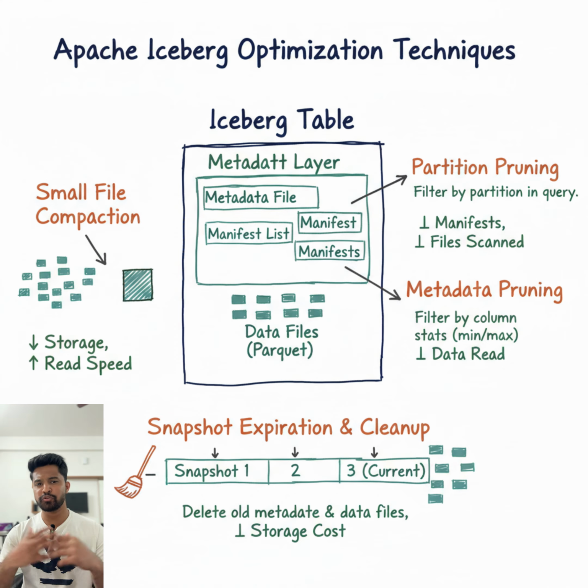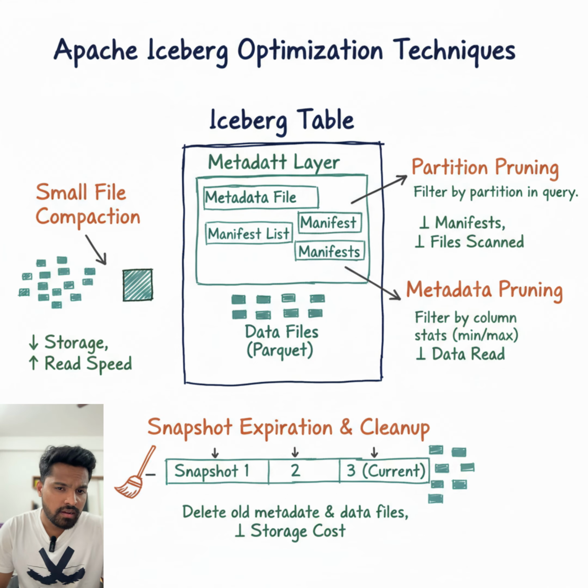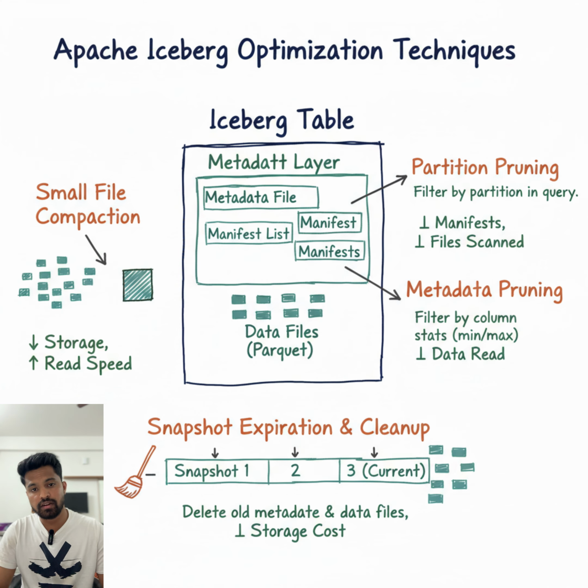To summarize, we have four different optimization techniques that we mostly perform on Apache Iceberg tables: small file compaction, partitioning and metadata management, snapshot management, and efficient deletes. By using all these optimization techniques, we can make Apache Iceberg more performant, reduce the compute and storage cost, and improve the query performance.